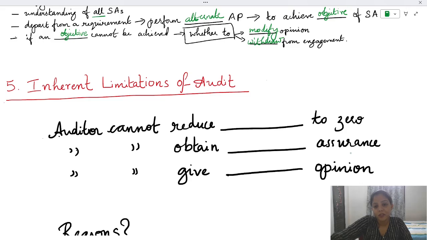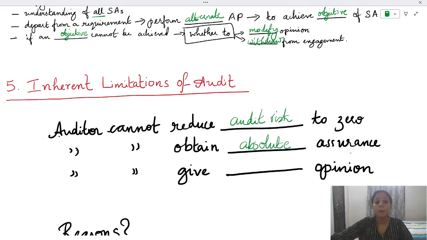The audit risk, no, it cannot be zero. That is, you can't say your opinion on the financial statement is going to be 100% correct. You can't say. As we have discussed earlier, we are only able to give a reasonable assurance, right? So, can you give absolute assurance? No. Because the auditor cannot obtain absolute assurance.